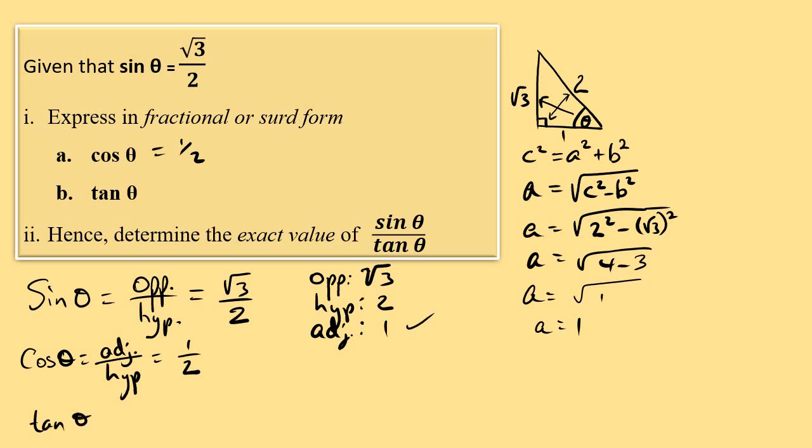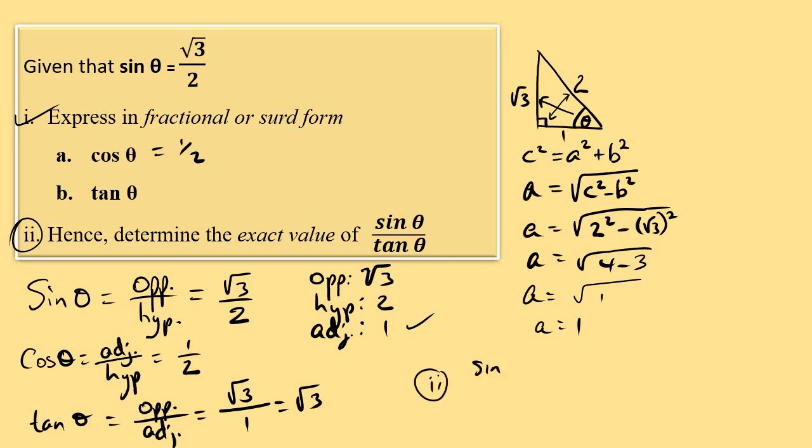Same thing. Tan theta is equal to the opposite length divided by the adjacent length. And all this has to do with the right angle triangle. The opposite length for this particular triangle is root 3. The adjacent length is 1. So that's simply root 3. So let's look at part 2.